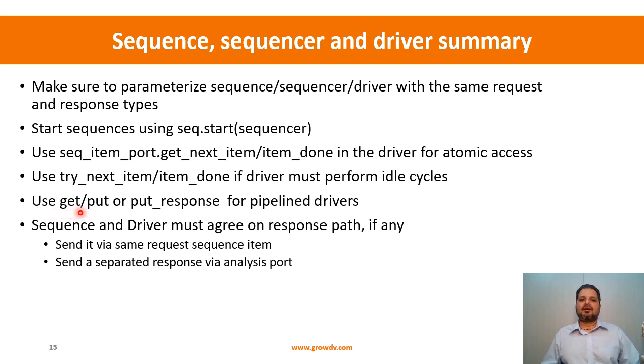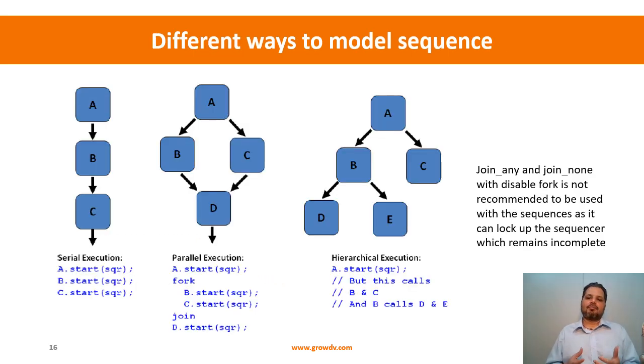And you can use either get or put, or put_response, for the pipeline type of drivers. And then the sequence and driver must agree on the response path, that is whether you are sending it via the same request sequence item or you are sending it via a separate response via the analysis port, so that they must agree upon. So these are some key points to remember. Okay, so we have completed how the different models of communication can exist between your sequence and driver. We looked at unidirectional, bidirectional, pipeline, non-pipeline, then different ways to send back the response from the driver to the sequence. So we have completed all of them.